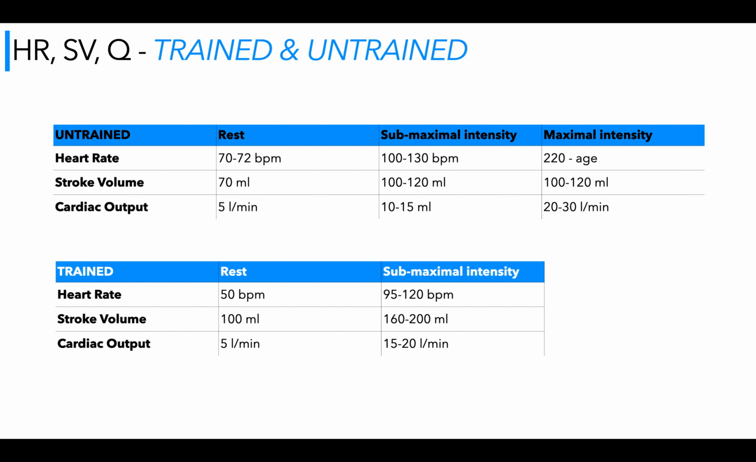Okay, and then we have maximal. Nothing changed on the heart rate, 220 minus age, depends how old you are. Stroke volume doesn't matter whether you're trained or untrained. The amount can be higher, but it will still plateau. So it stays at 160 to 200 millilitres. The rest of it, getting to this 30 to 40 litres per minute, is dependent on heart rate.